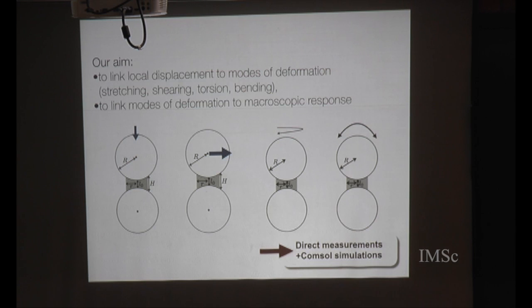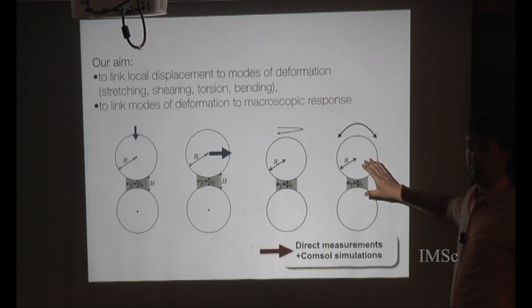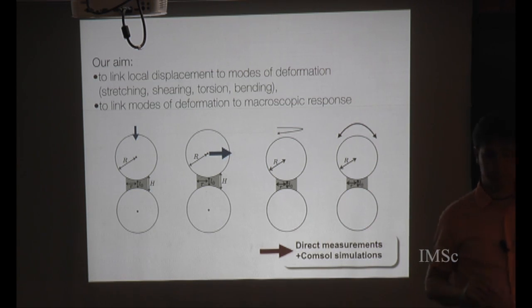The general aim is to link small-scale modes of deformation. There are up to 4 modes between 2 particles you can think of. You can apply a force, normal or tangential to the surface, creating compression or shear. You can also apply a moment, where you twist the particles like this, or you bend them like that. So there are four particular responses associated with that. Each of them has an effective modulus that can go with it.